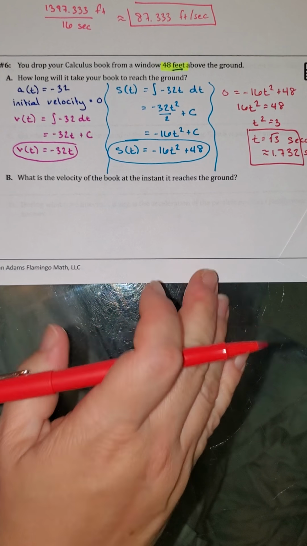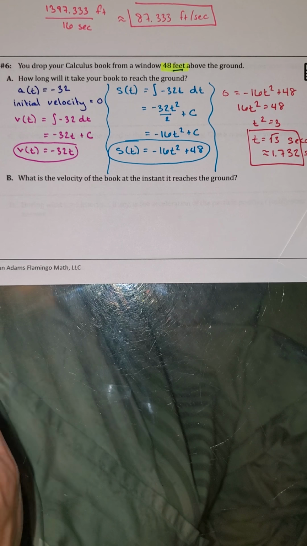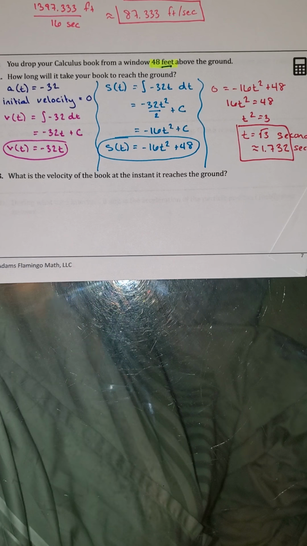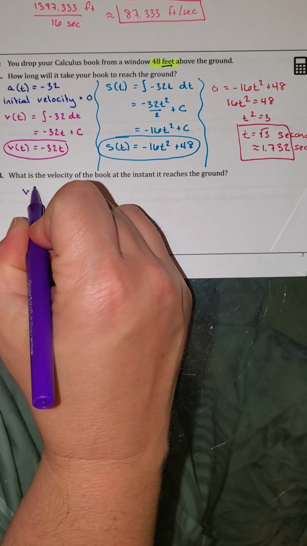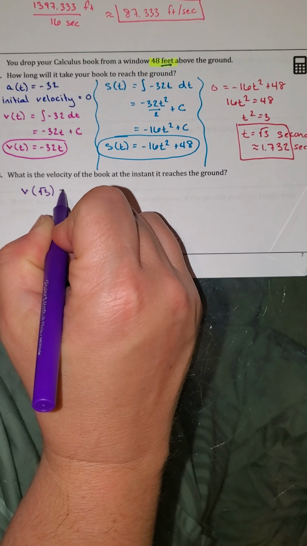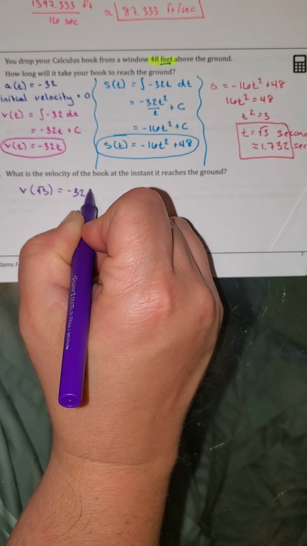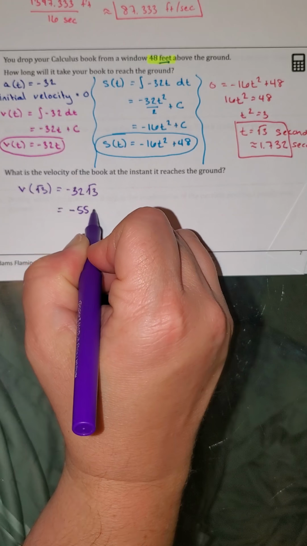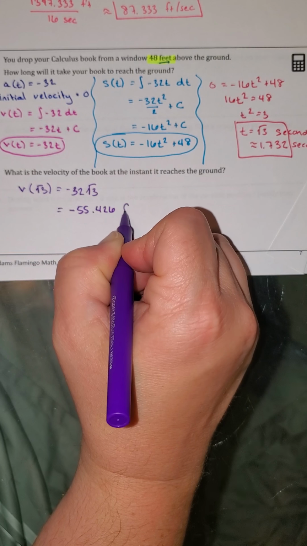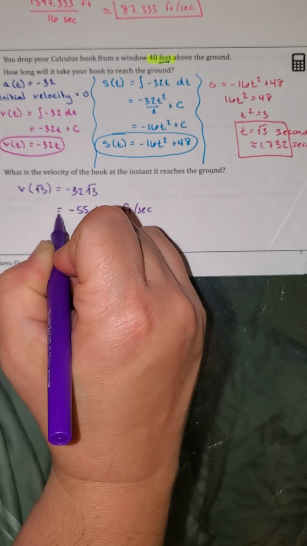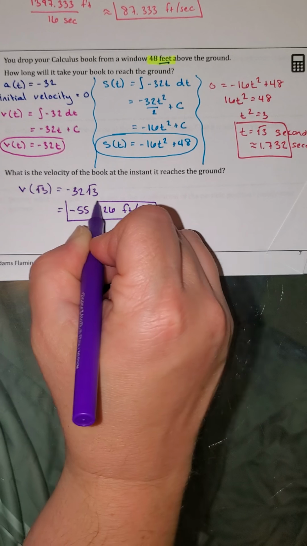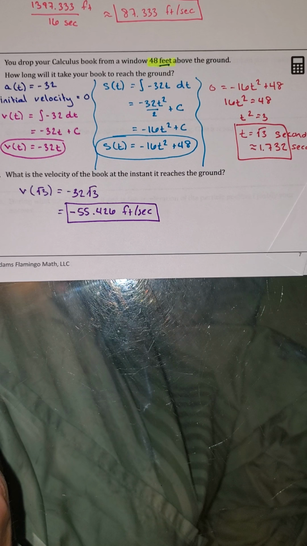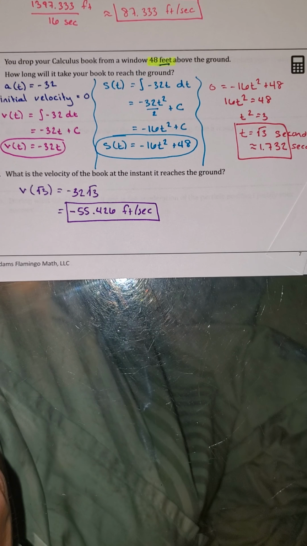All right, and then what is the velocity of the book at the instant it reaches the ground? So this would be our velocity function at the square root of 3. So v of radical 3 is negative 32 times the square root of 3. We would get negative 55.426, and this would be feet per second. Not bad to figure out after you'd figured all that other stuff out from part A. All right, if you have any questions, let me know.